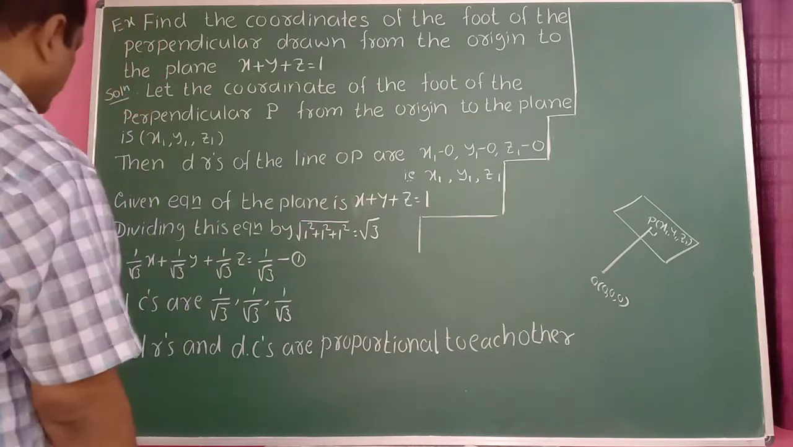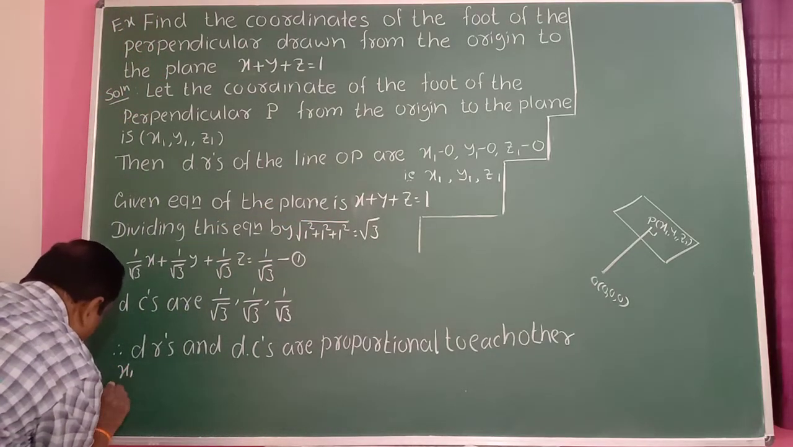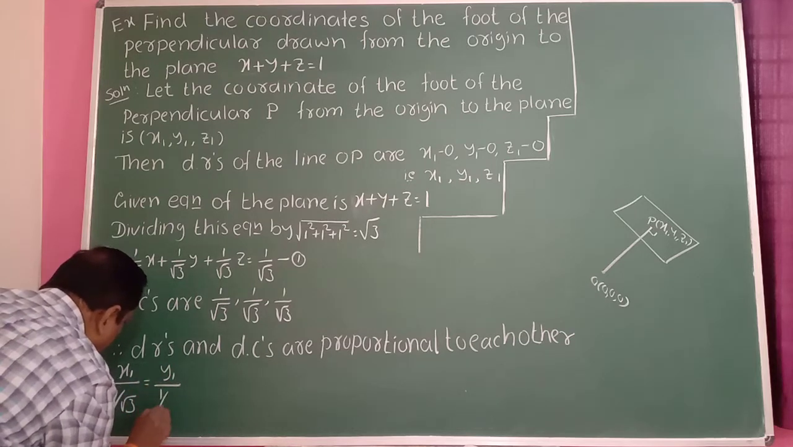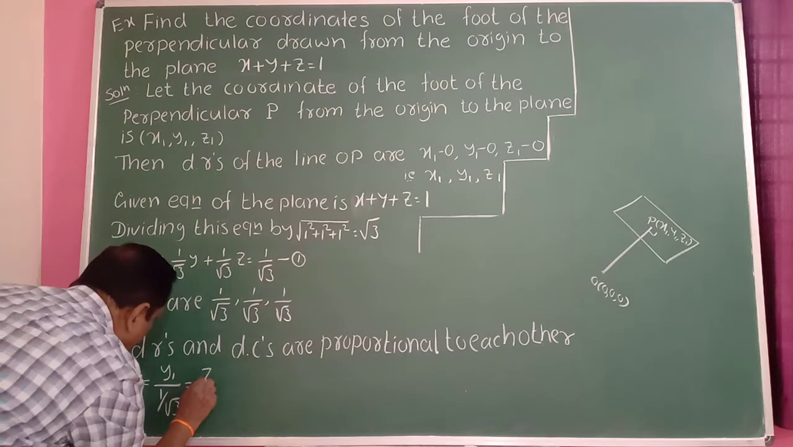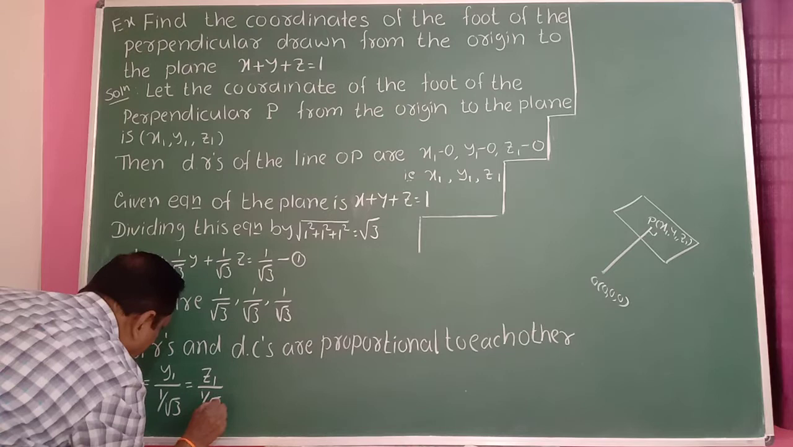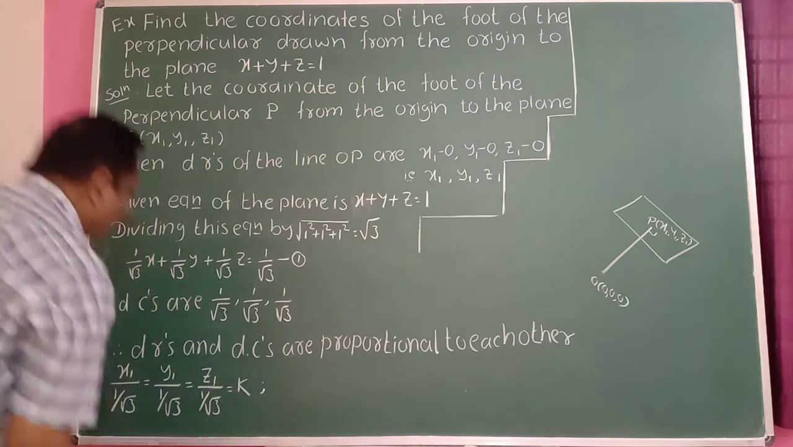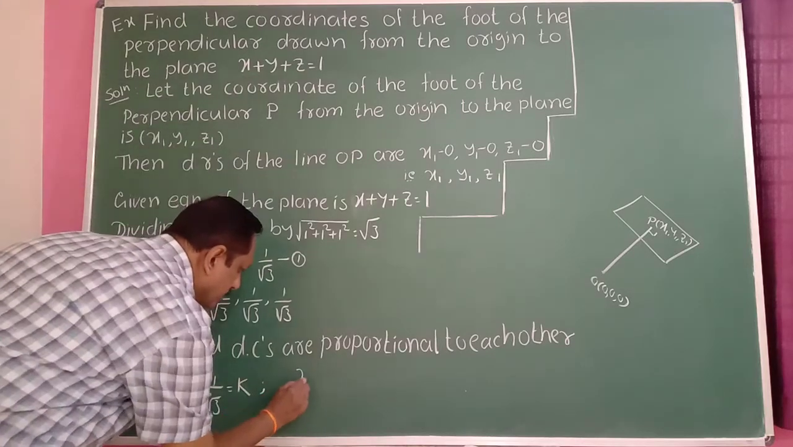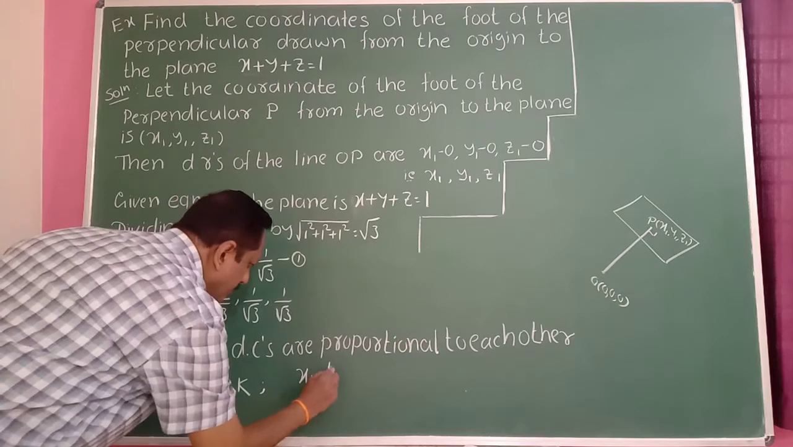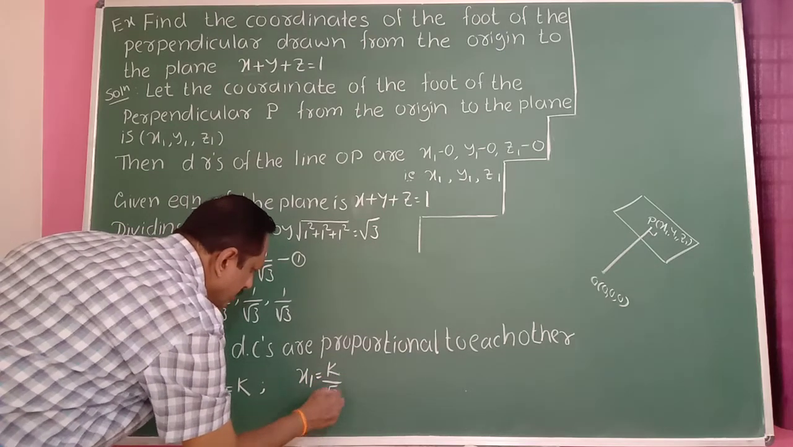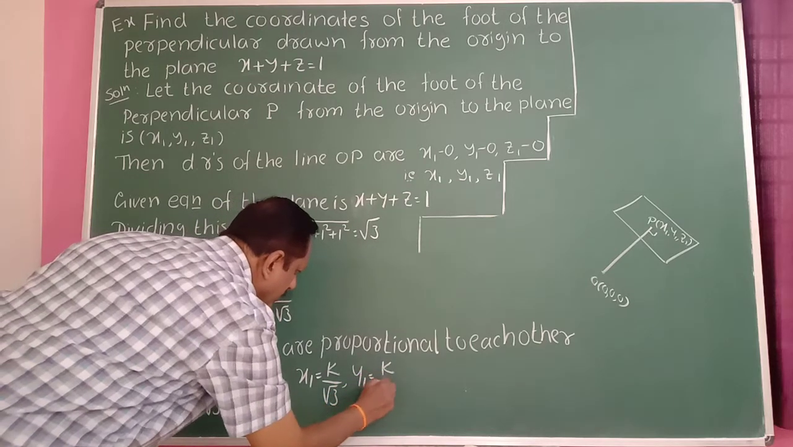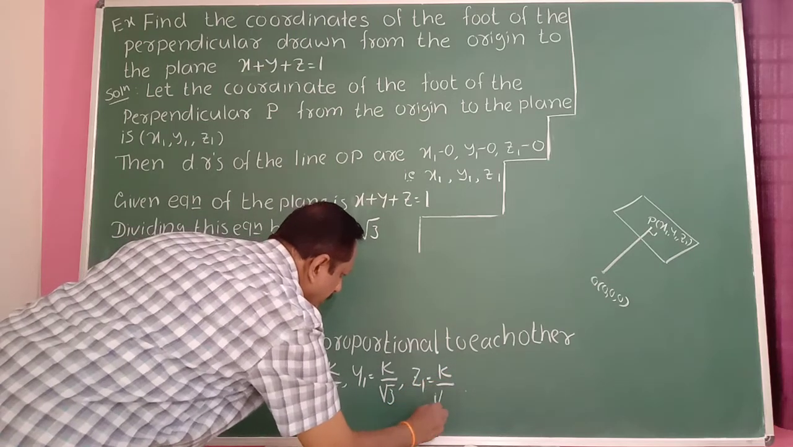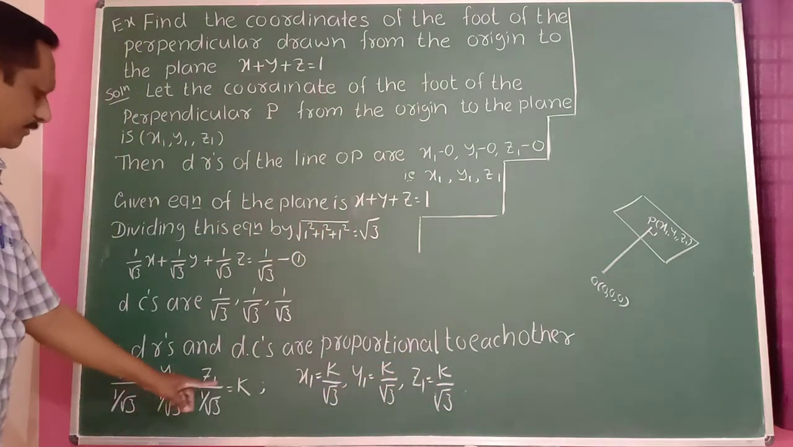They are proportional to each other. Hence, x1 divided by 1 by root 3 is equal to y1 divided by 1 by root 3 is equal to z1 divided by 1 by root 3 is equal to a constant k. Therefore, equate this with k and cross multiply. So x1 is equal to k divided by root 3, y1 is equal to k divided by root 3, and z1 is equal to k divided by root 3.